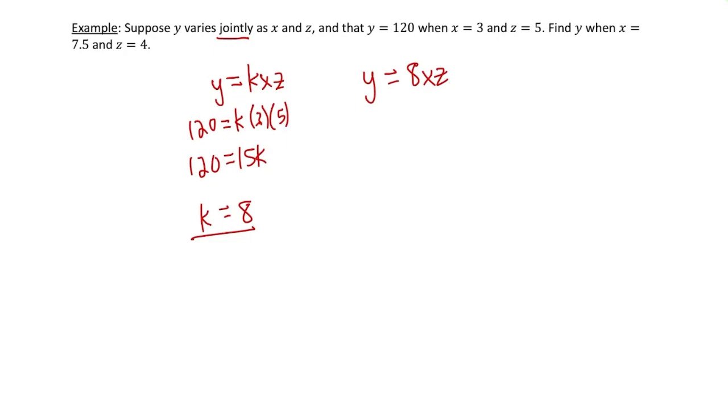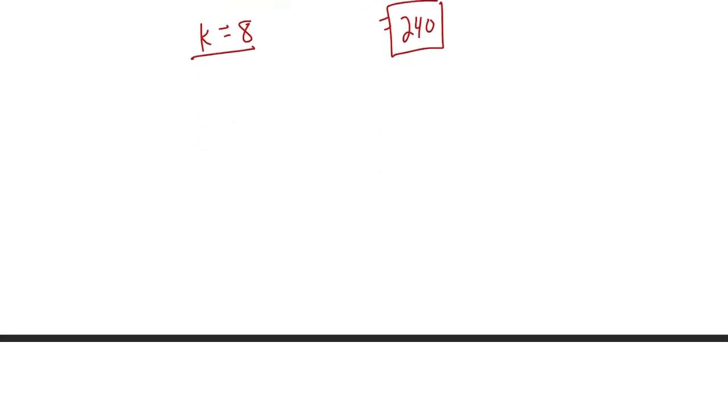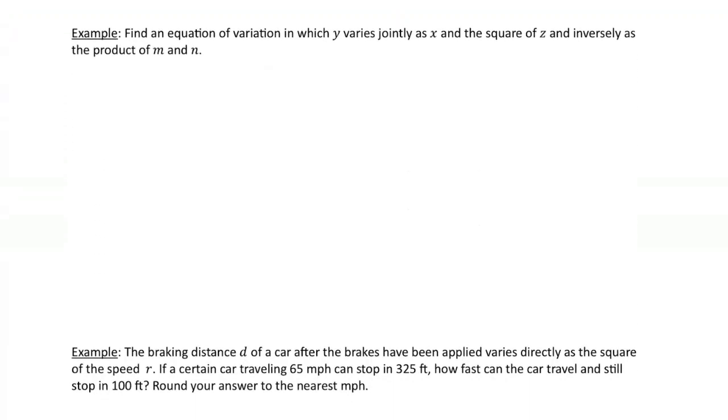And so finally, let's find y when x is 7.5. Let's plug in 7.5 for x and 4 for z. Okay, so this would be y equals 8 times, now 7.5 times 4, that would be 30. And 30 times 8 is 240. Okay, so the answer is 240. All right, let's look at another example.